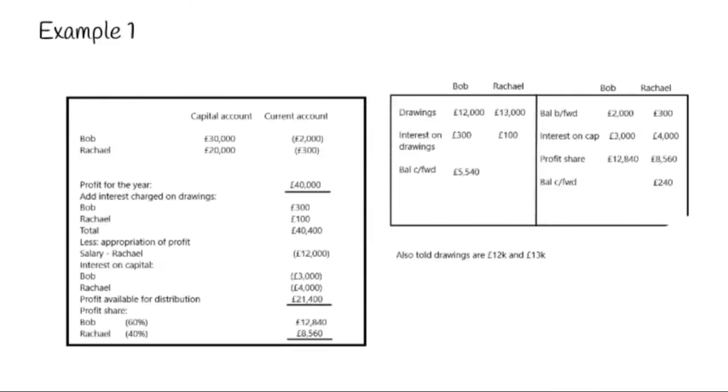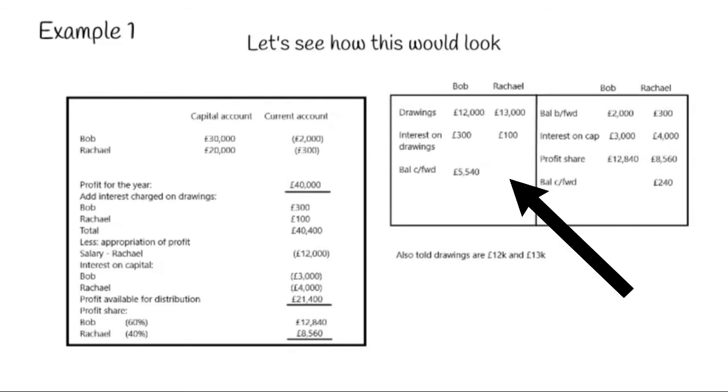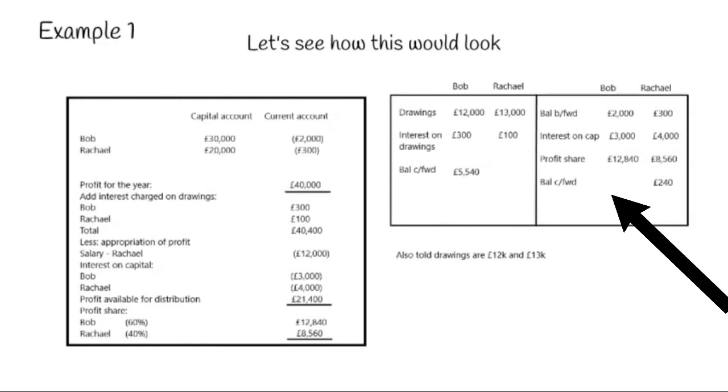Now let's presume that drawings are £12,000 and £13,000 in the year and see what this looks like in a current account. So we have drawings and interest on drawings on the left of the current account as they are debits, and on the right we have the balance brought forward, the interest on capital and profit share. Rachel has a balance carry forward of £240 and Bob has a balance carry forward of £5,540.